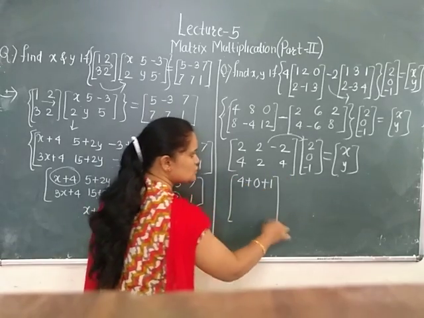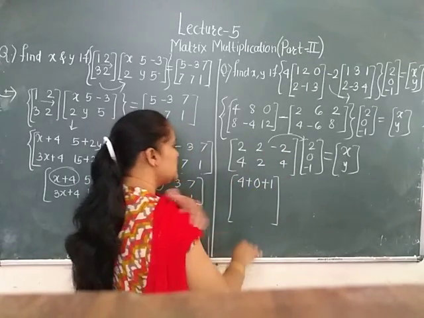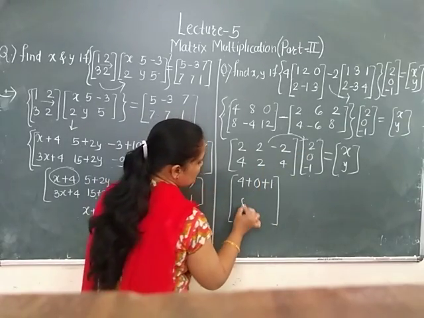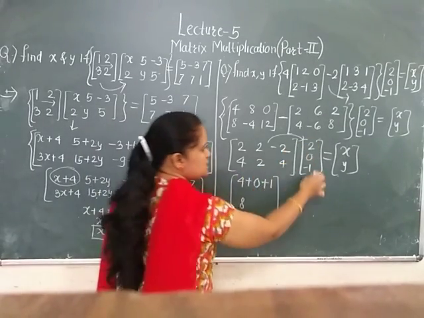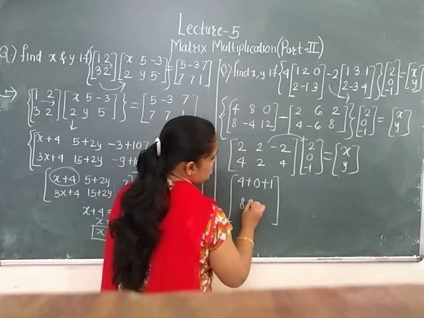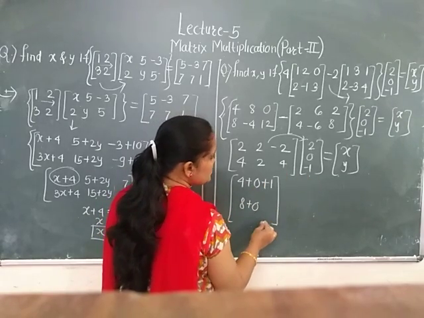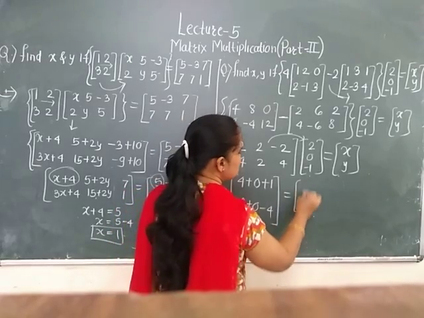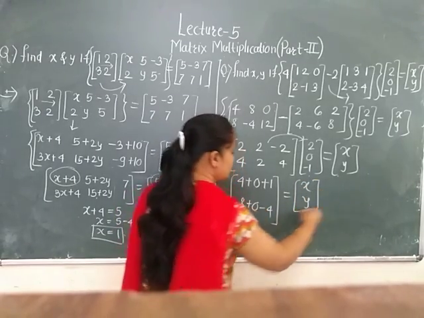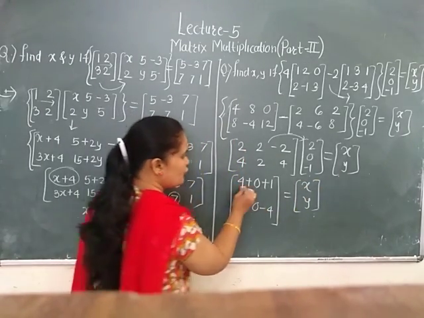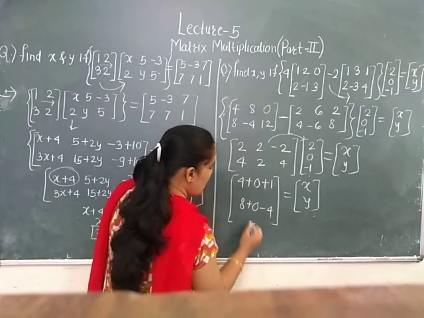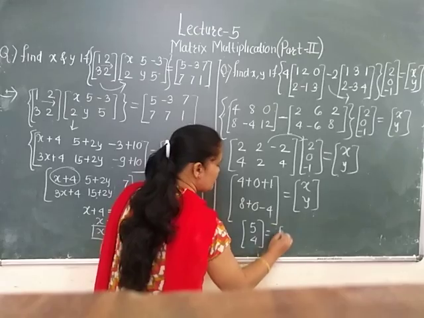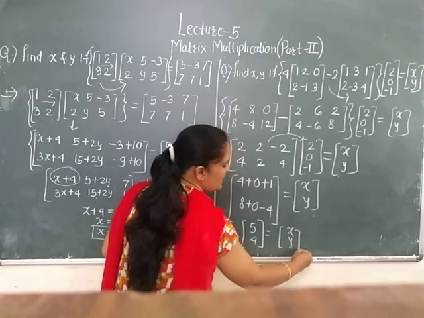This is the multiplication of first row with first column. Then you will multiply this matrix here. So 4 into 2 is 8, this row and this column. 2 into 0 is 0. 4 into minus 1 is minus 4, which is equal to, given to us, x, y. Again here 4 plus 1 is 5 and 8 minus 4 is 4. It is equal to the x, y matrix.